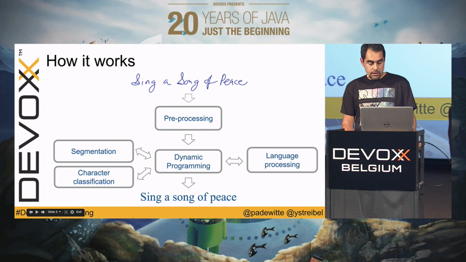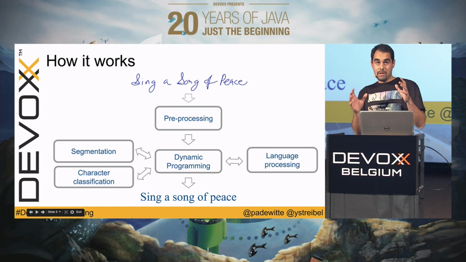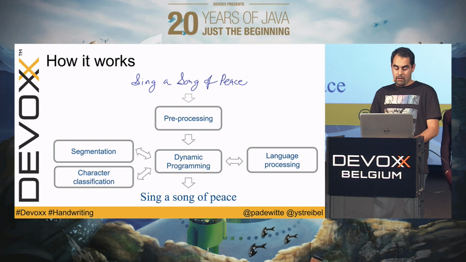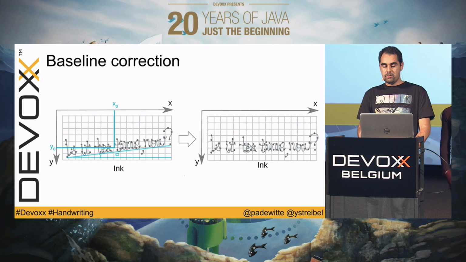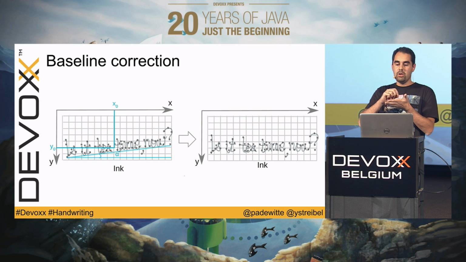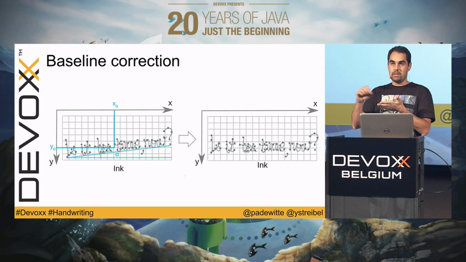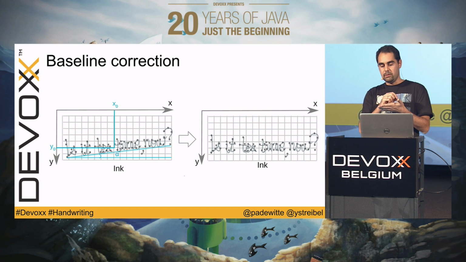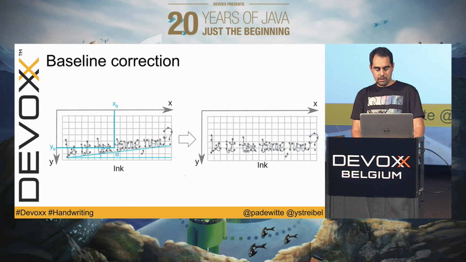So how does it work under the hood? I will try to explain very briefly how the core technology is working. First of all, we have different pre-processing steps. The first one is baseline correction. We try to detect which invisible lines the user followed while writing. Once we detect the baseline, we rotate all the inputs as if the user was writing following lines on his paper. So this is the first pre-processing treatment.